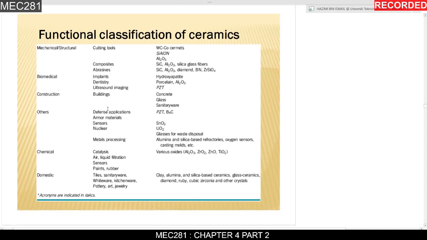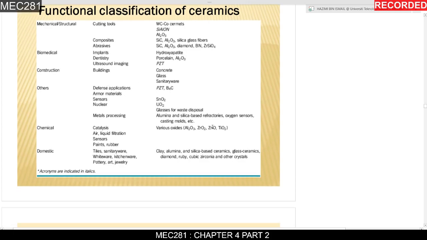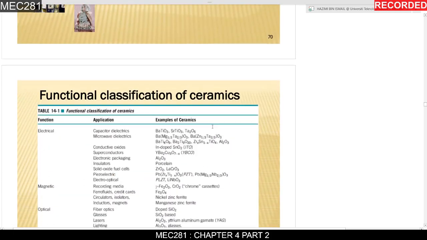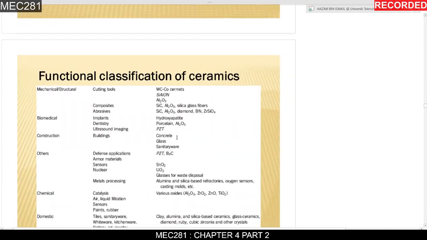And for the construction, yes, this is what we are going to use for a very long time in the future. Concrete, cement. Kalau tak ada cement, tak adalah rumah kat Malaysia ni. Sebab kebanyakan Malaysia masih lagi perlukan cement. Bukan Malaysia je, satu dunia. Okay. So, ceramics are very useful and functional in most of the applications. Okay. So, let's go to the first type of ceramics here, glass.